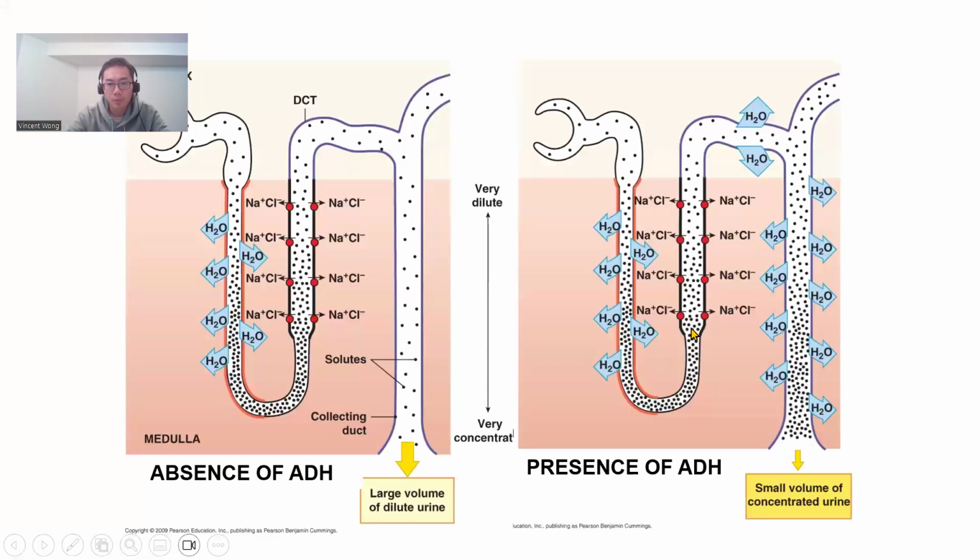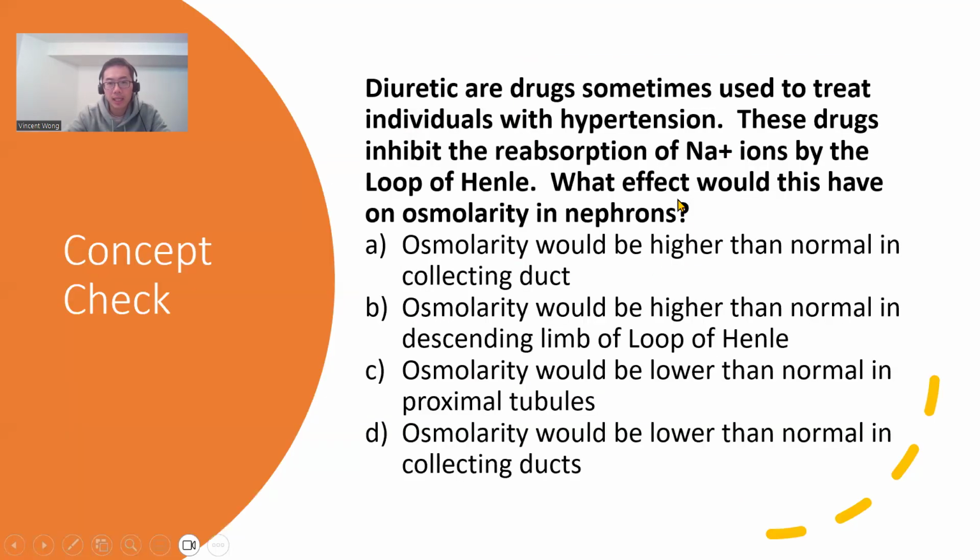So look here. You absorb the NaCl on the way out, diluting your filtrate. And what happens here is the diuretic blocks the absorption of Na. So what happens? Let's see. Osmolarity would be higher than normal in the collecting duct. Osmolarity would be higher than normal in the descending loop of Henle. Osmolarity would be lower than normal in proximal tubule. And osmolarity would be lower than normal in collecting duct.